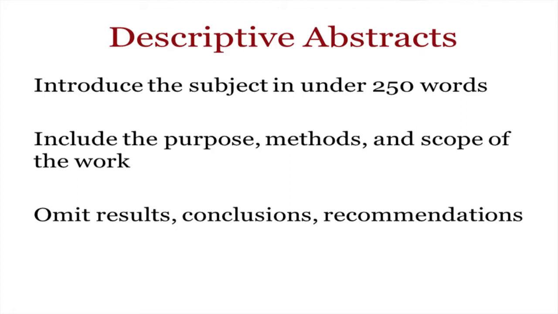So first we'll talk about descriptive abstracts. They introduce the subject usually in under 250 words. And they include the purpose, the methods, and the scope of the work, but they tend to omit the results, conclusions, and recommendations. They're often used for conference abstracts so that people actually attend a session to find out the results and the general conclusions.